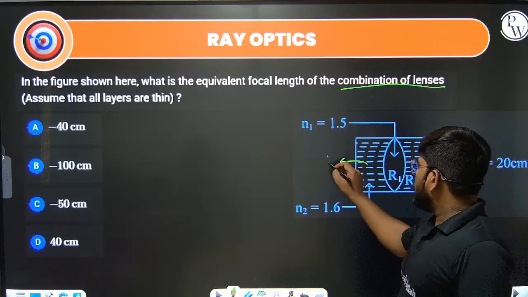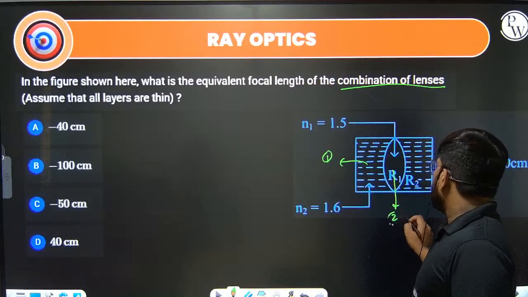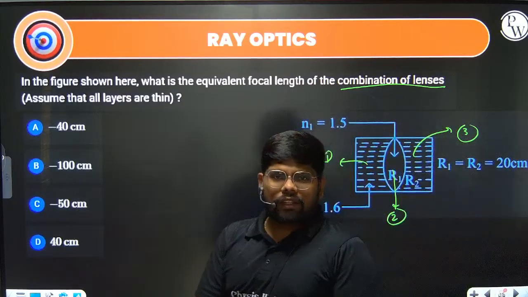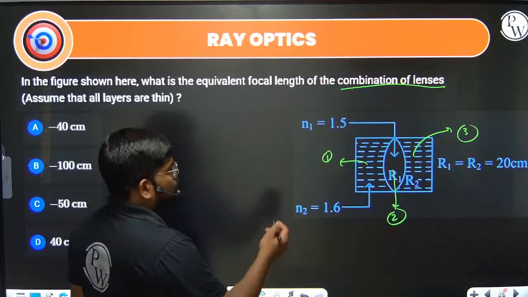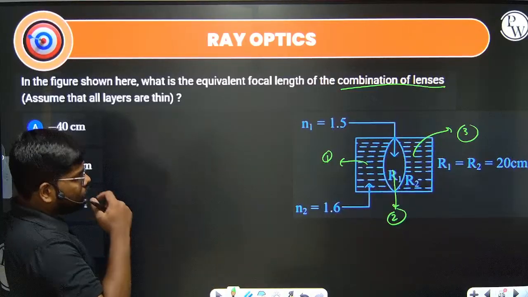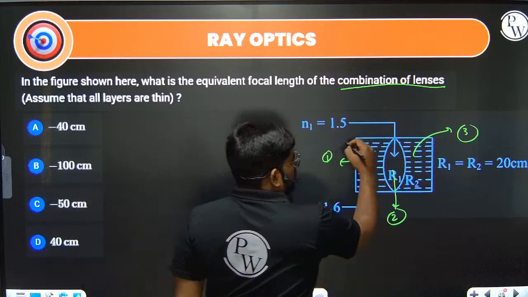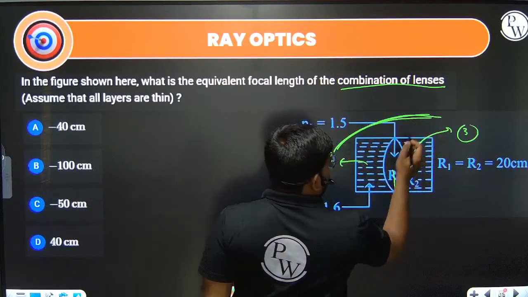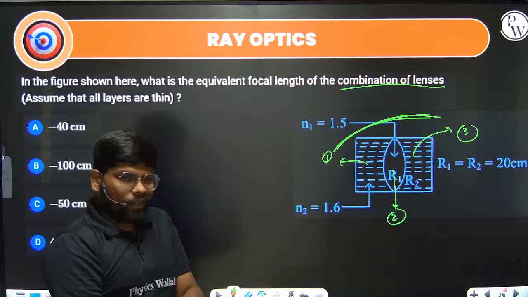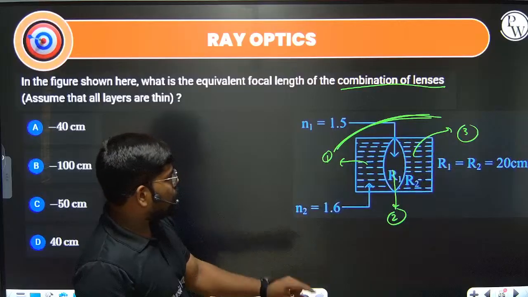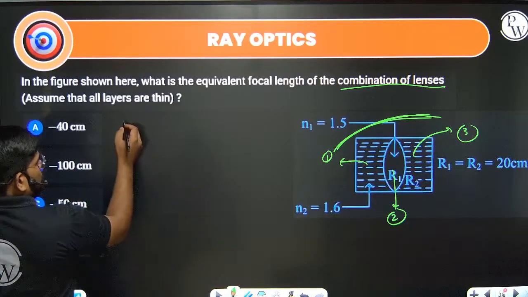This is the first lens, this is the second lens, and this is the third lens. So three lenses are there, and we have to find three focal lengths. Since the radii are the same, we can treat the first and third as the same, so our work reduces a little bit. If you find the first focal length, the second is fine. So let us find the first one.